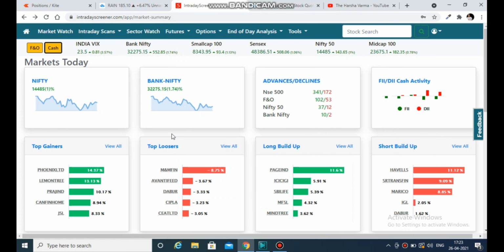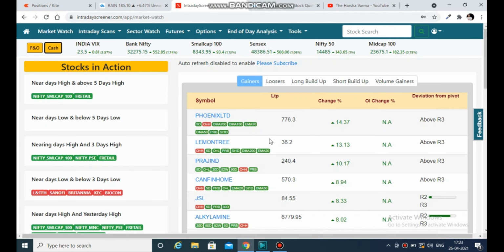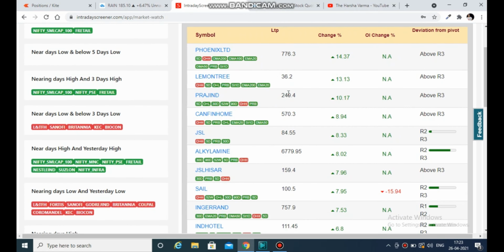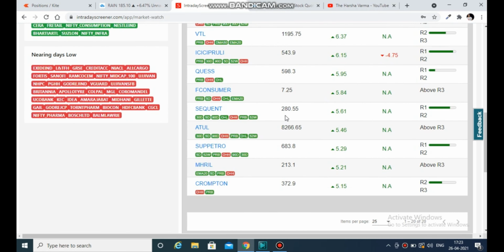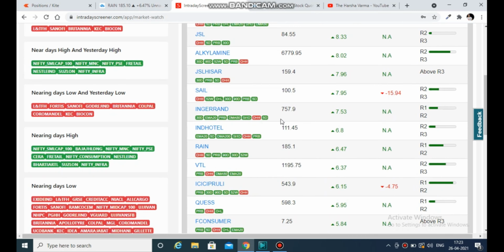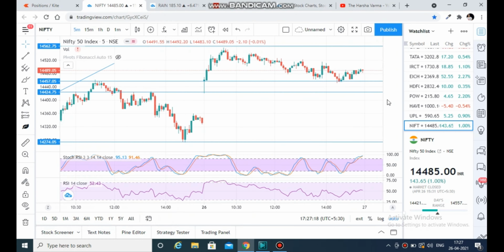Log into Intraday Screener and click on the top gainers of the day. When you look at the top gainers, there are a number of stocks in this list. Out of these stocks, pick the stock that you like. I picked Rain Industries. Always remember to pick a stock which has high volumes.